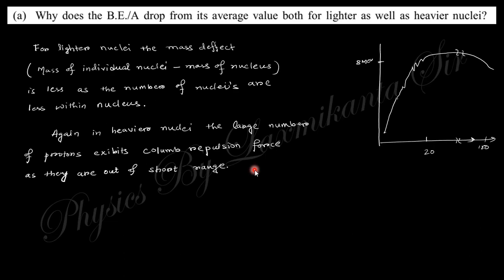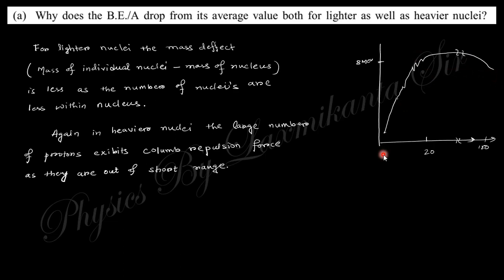But when the nucleus size is large, what happens? Then, because the range is beyond the strong force range, the Coulomb force becomes dominant. That's why this Coulomb force causes repulsion between the protons, which makes the nucleus unstable. That's why in the case of lighter elements this is unstable, and this is also unstable. That's why these two are false.